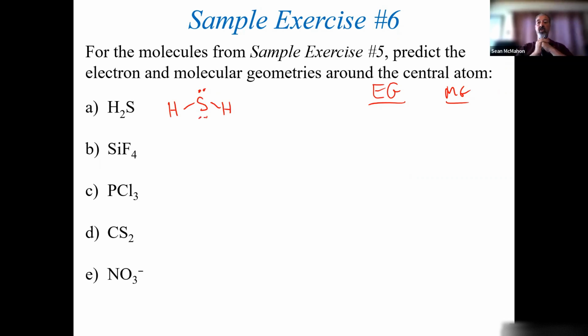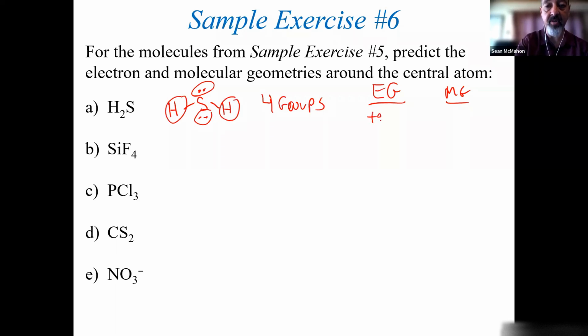So how many electron groups? Well, there's 4 groups. Why? 2 lone pairs and 2 atoms. So this is tetrahedral. However, there's 2 what? Lone pairs. So 2 lone pairs and 2 atoms make it bent, just like water, H2O.